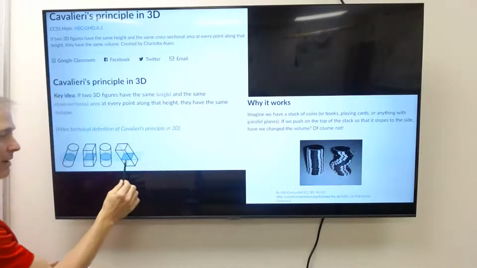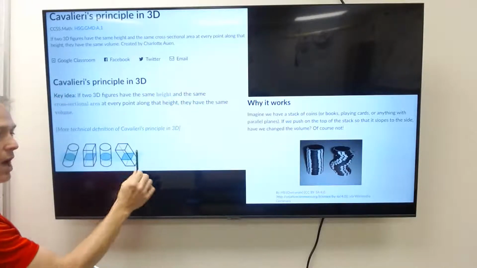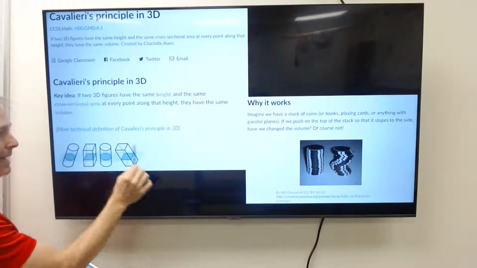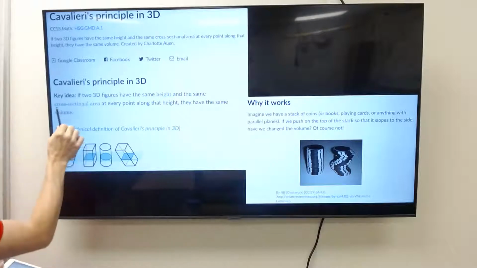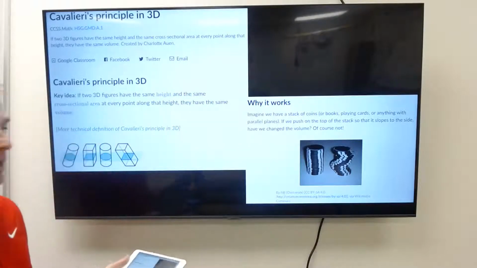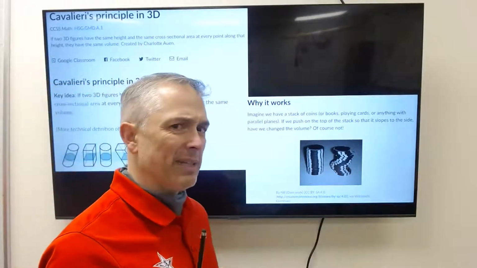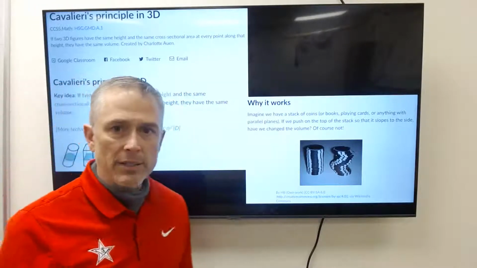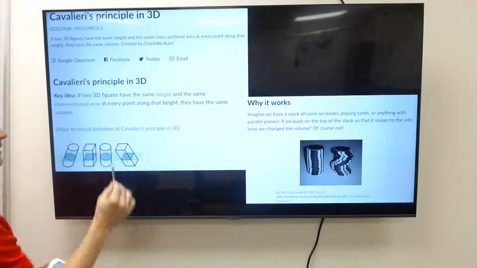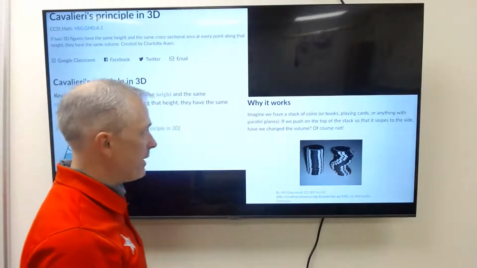Okay, so if the area of the base and the area of each cross section at the same height are the same, then they will have the same volume. Okay, say cross-sectional area. I just said cross-section. Cross-section generally refers to a 2D situation, so cross-sectional area is probably the better way of saying it.